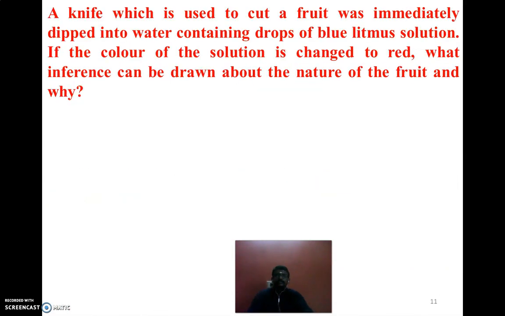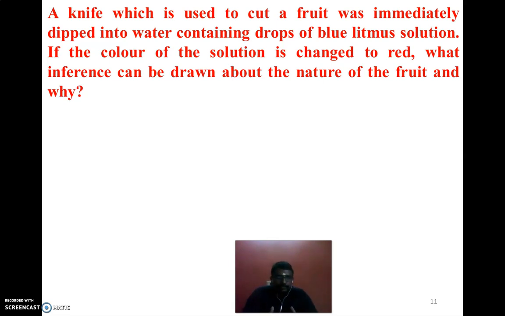And the next question is: a knife which is used to cut a fruit was immediately dipped into water containing drops of blue litmus solution. If the color of the solution changes to red, what inference can be drawn about the nature of the fruit and why?